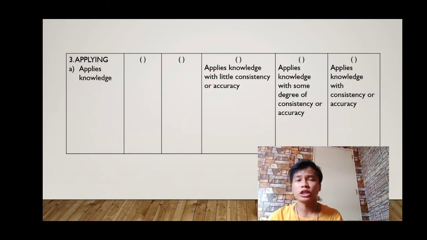Next category, in the competent category, the students apply knowledge with consistency and accuracy. In this category, the students apply the knowledge or the skills they know in the tasks given to them by their teachers with accuracy and consistency. So they can give the exact knowledge or exact skills to the tasks given to them with consistency.